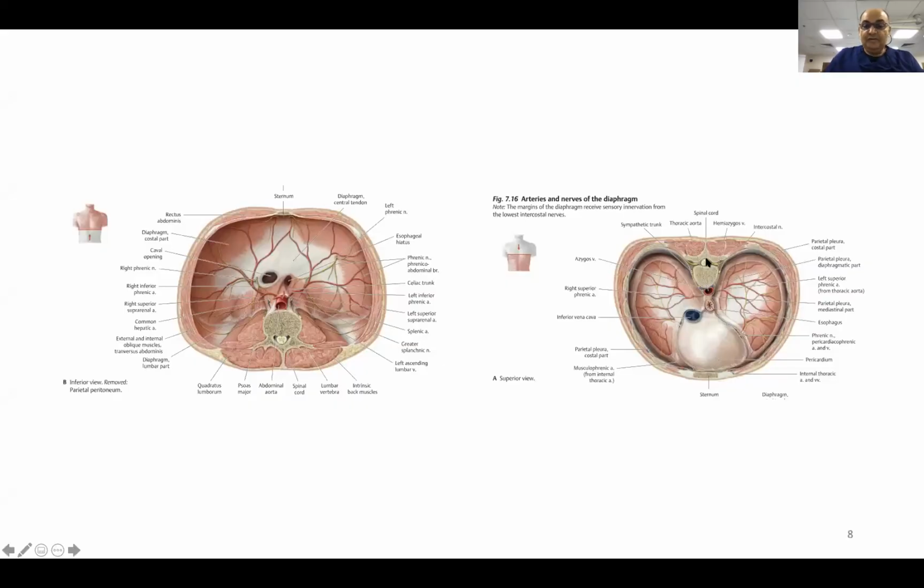Now, this is what we have talked about. You're looking at a diaphragm from above and you're looking at a diaphragm from below. So you try to understand the different pattern of supply. Obviously, on the superior surface, we have superior phrenic, and on the under surface, we have inferior phrenic. Are we good with that?